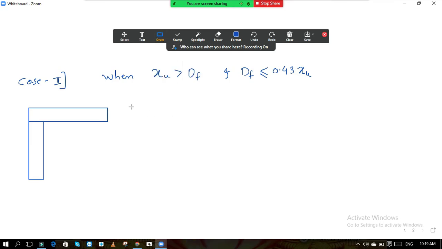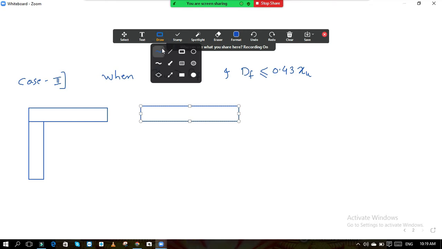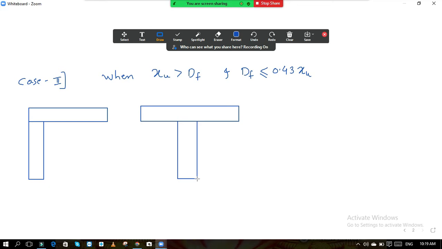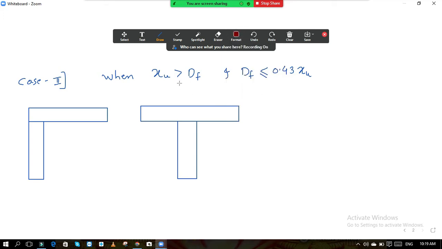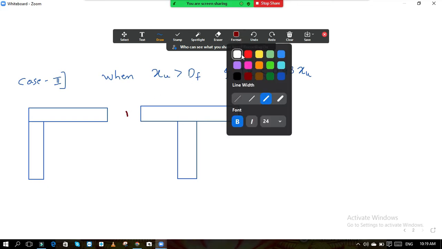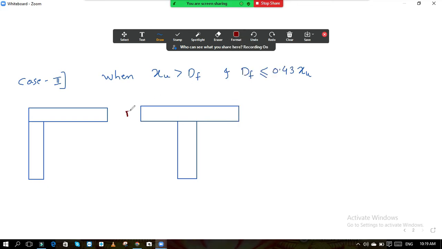Now the T section I will draw. This is the T section. Now see basically what it says. It says that Xu is greater than Df. Now what is Df? You know that this is Df, depth of flange. This distance is Df. This is also Df, depth of flange.